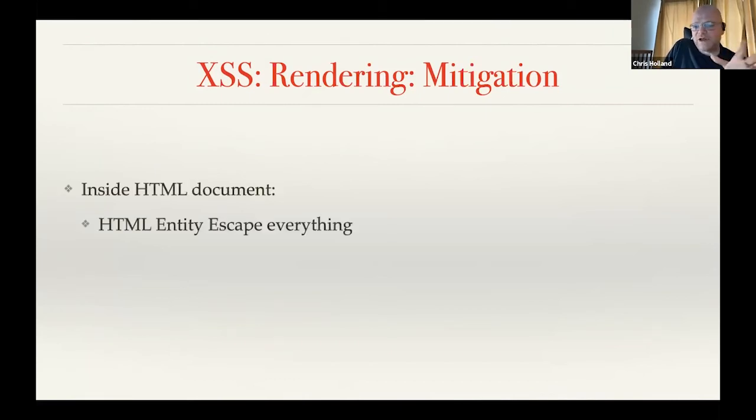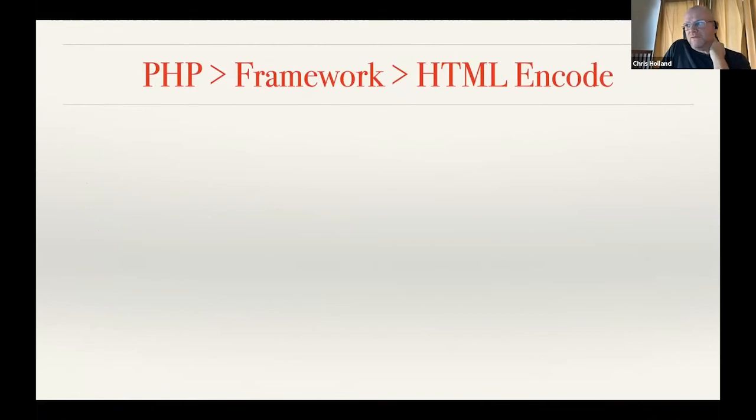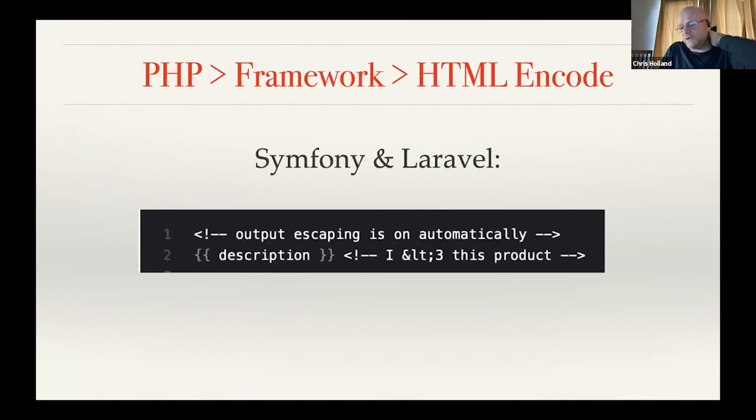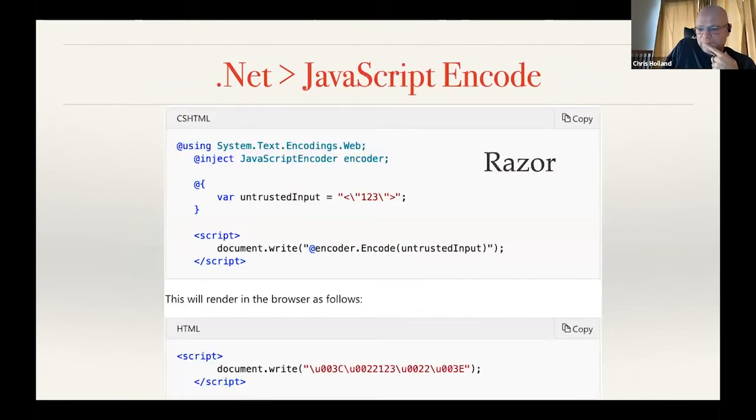So inside an HTML document, you can use HTML entity escaping of everything. If you put some JavaScript blobs in your HTML, you can use the Yahoo JavaScript serializer. If you have URLs, you can escape URL fragments. If you operate in PHP in the Symfony and Laravel frameworks, you get a lot of things for free using the Twig templating engine. That's what it looks like. You just reference the variable, and then the data will be automatically escaped for you. If you operate in .NET, the Razor engine also has your back in there. So here's an example of it.